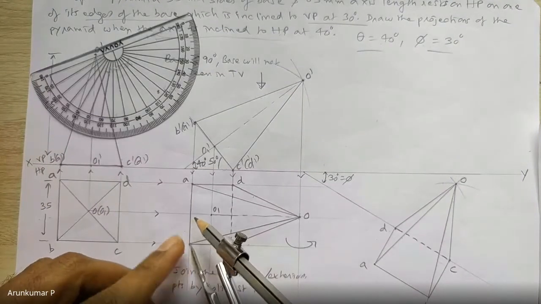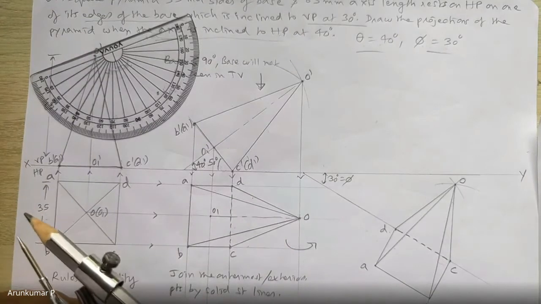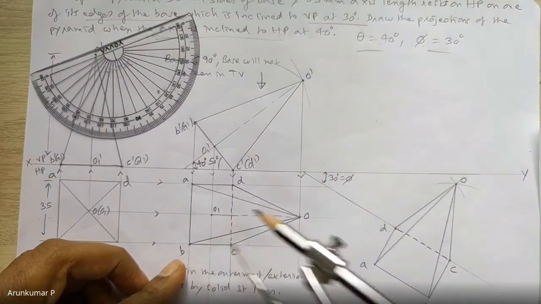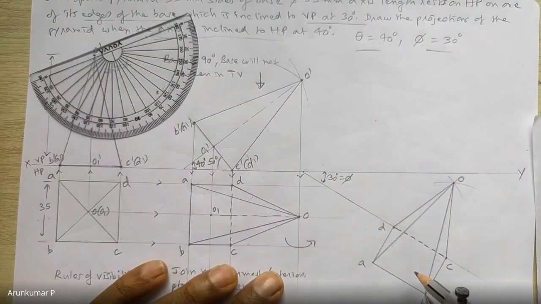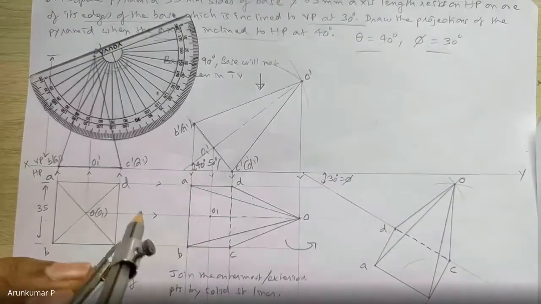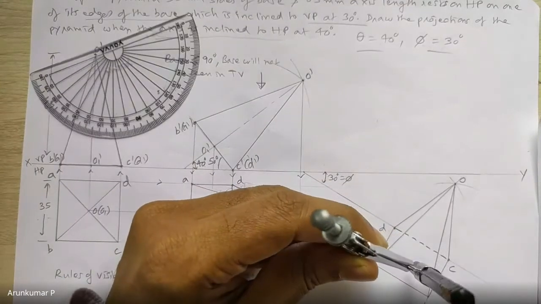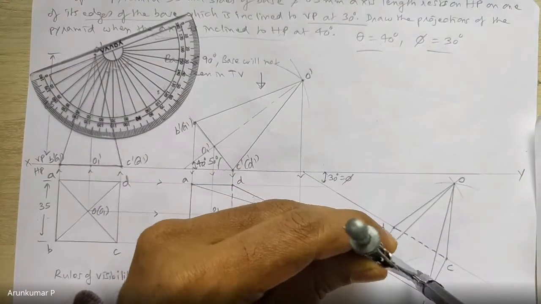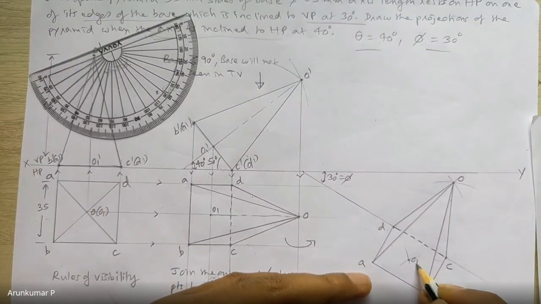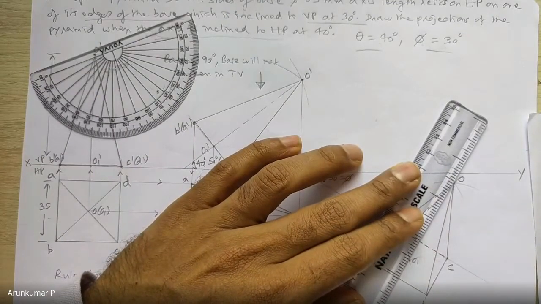See, from B to O1. So from B to O1, I'll draw an arc. And from A to O1, the same distance, I'll cut the arc. So this point will be O1. Now if I join O1 to O, this would be the axis line.